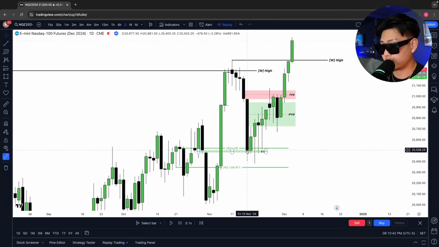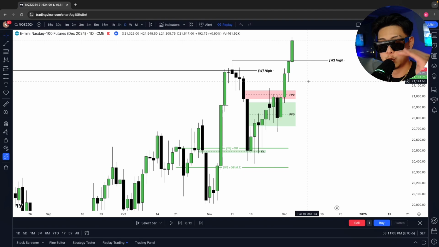And then we went from inefficiency to inefficiency, this fair value gap, inefficiency to inefficiency again all through here. This was also consolidation. And then after we saw the displacement past this fair value gap, we went from inefficiency to liquidity once again. Price is always playing a game of ping pong in between these levels, and it's just about finding the most obvious one.